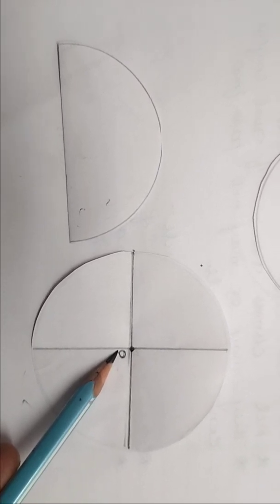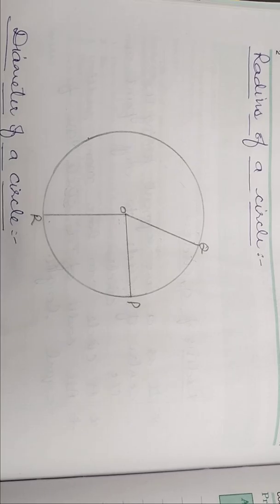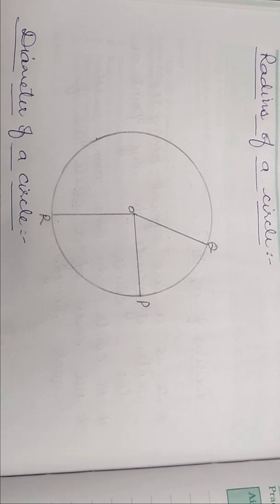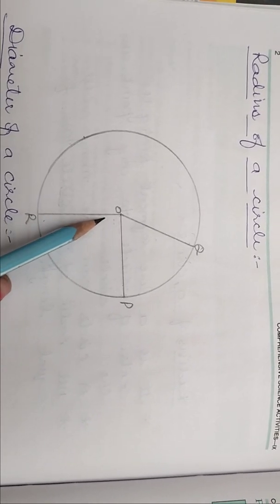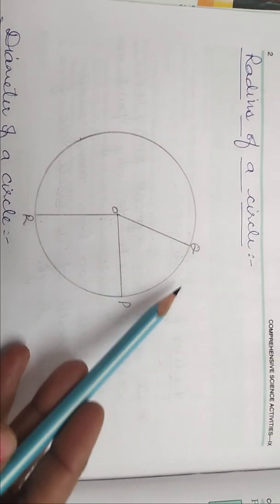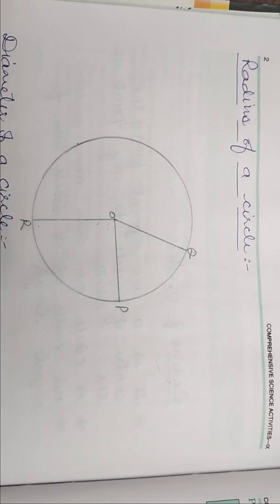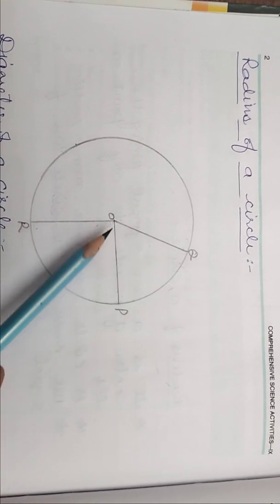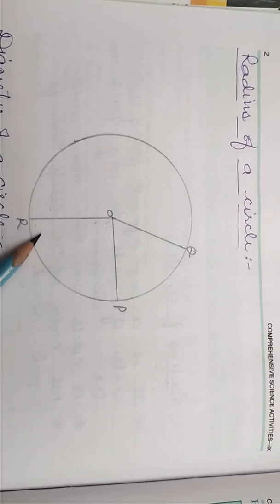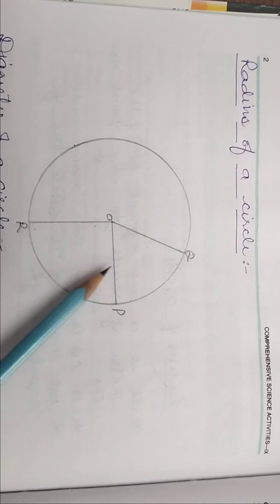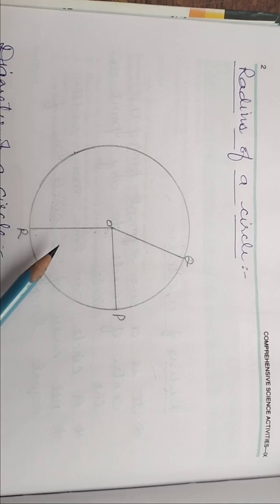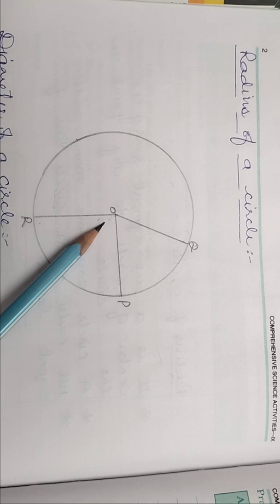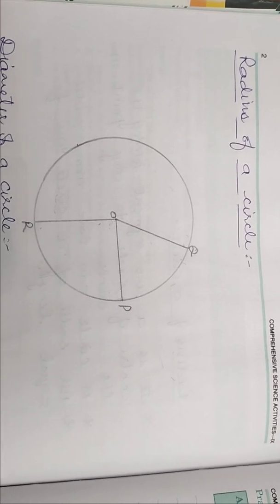Now we will learn about radius of a circle. Look at the circle given here. O is the center and Q, P and R are the points on the circle. Now I have joined O to Q, O to P and O to R. And these line segments are called the radius of the circle. So radius is a line segment joining the center of a circle to any point on the circle.